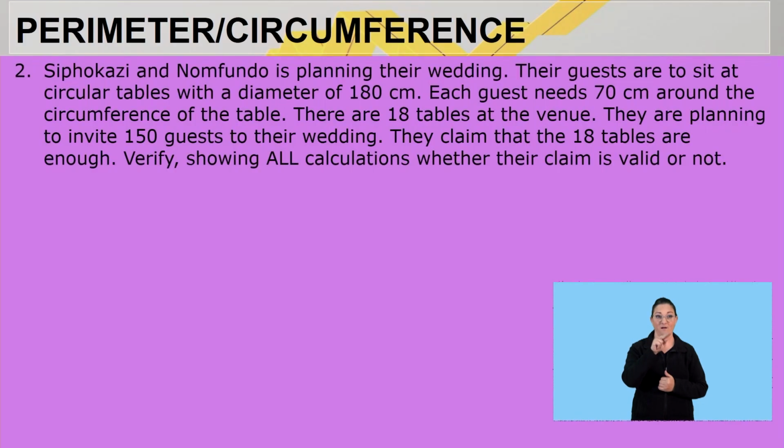Okay, let us look at another question. Question number 2. Here we are saying, Sipukazi and Mfundo are planning their wedding. Their guests are to sit at circular tables with a diameter of 180 centimeters. So our diameter is 180 centimeters. Each guest needs 70 centimeters around the circumference of the table. There are 18 tables at the venue. They are planning to invite 150 guests to their wedding. They claim that the 18 tables are enough. Verify, showing all calculations, whether the claim is valid or not.